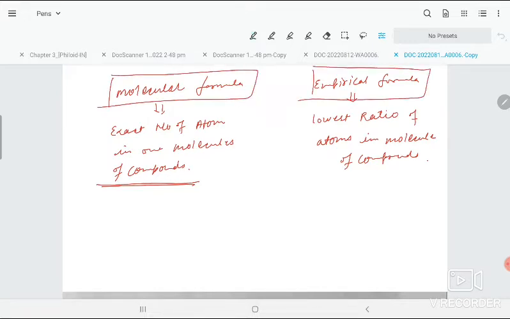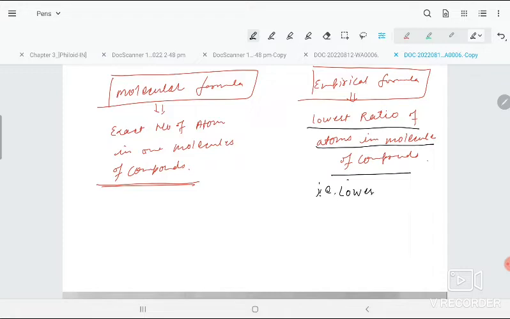Now we got to know that empirical formula is the lowest ratio of atoms in a molecule of the compound. Okay, lowest ratio means lowest whole number ratio. That is we can write, lowest whole number ratio, not the fraction, lowest whole number ratio. This we have to understand.